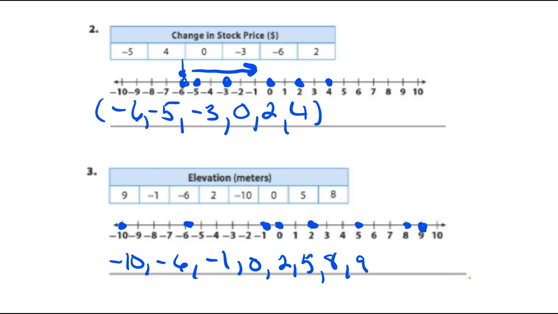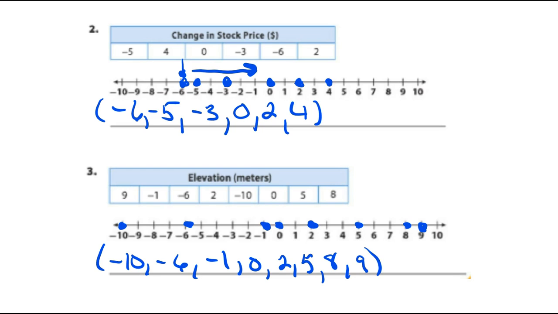8, and 9. And I count my numbers: 1, 2, 3, 4, 5, 6, 7, 8. Just to make sure I have all of my numbers there and I didn't leave one out.